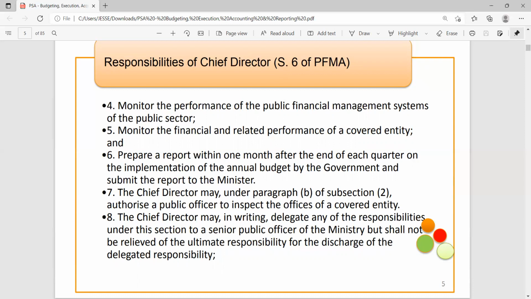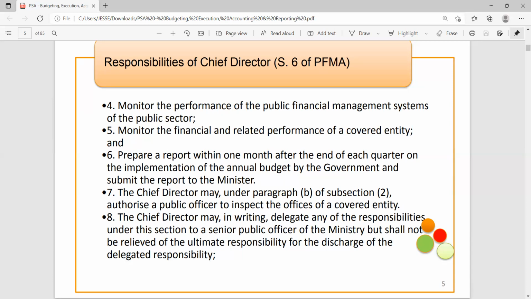Number 6, they prepare reports within 1 month after the end of each quarter on the implementation of the annual budget by the government and submit the report to the minister. Right, so the chief director here would prepare reports.